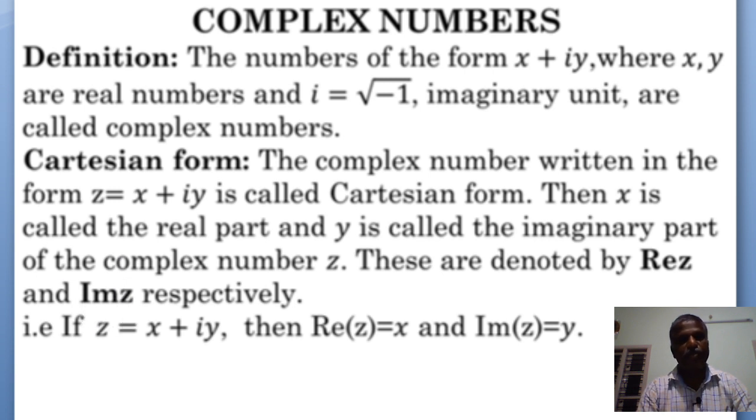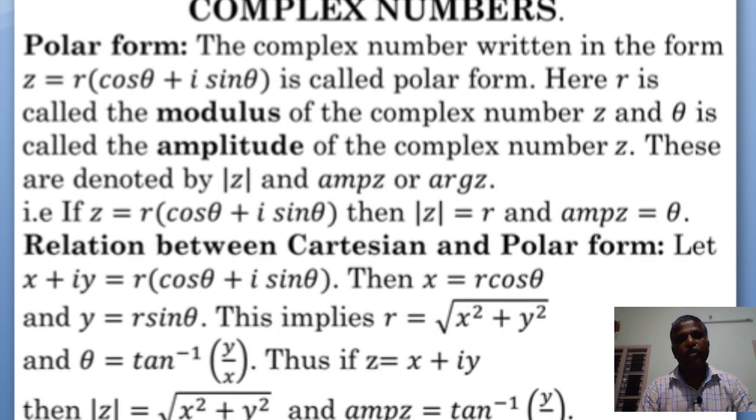Let us know how we write the complex number in polar form. In polar form, we use the polar coordinates r and theta to write the complex number. We write z is equal to r into cos theta plus i sin theta, where r is called the modulus of the complex number, denoted by mod z, and theta is called the amplitude of the complex number, denoted by amp z, or argument, denoted by arg z.